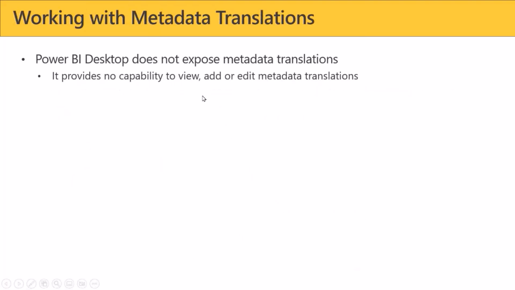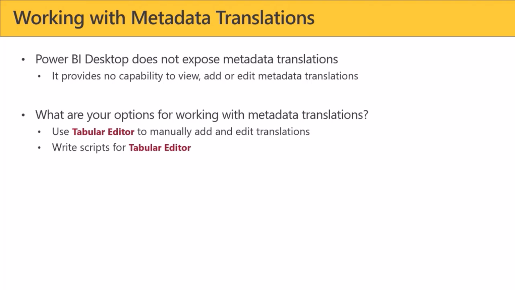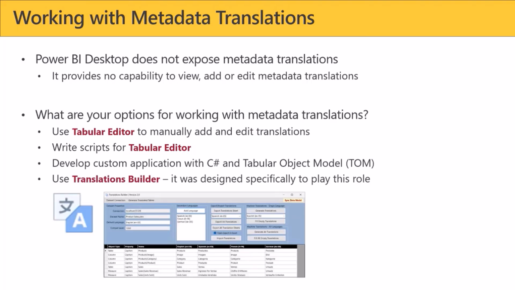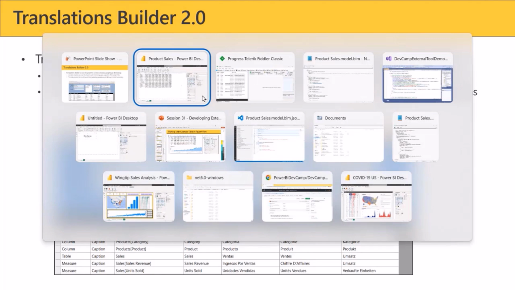So Power BI Desktop doesn't give you any tools to work with metadata translations. So what are your options? Tabular Editor is a way to do it. With Tabular Editor, you're either doing it manually, which is very tedious, or you can write scripts. You can develop an external tool like we've done here, or you can use the one that I built and we showed in last month's session called Translation Builder. Translation Builder was built specifically for working with metadata translations.